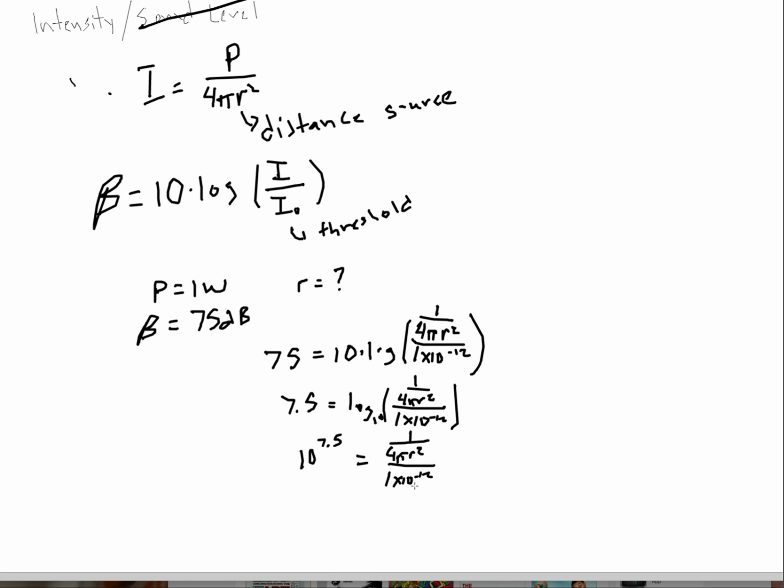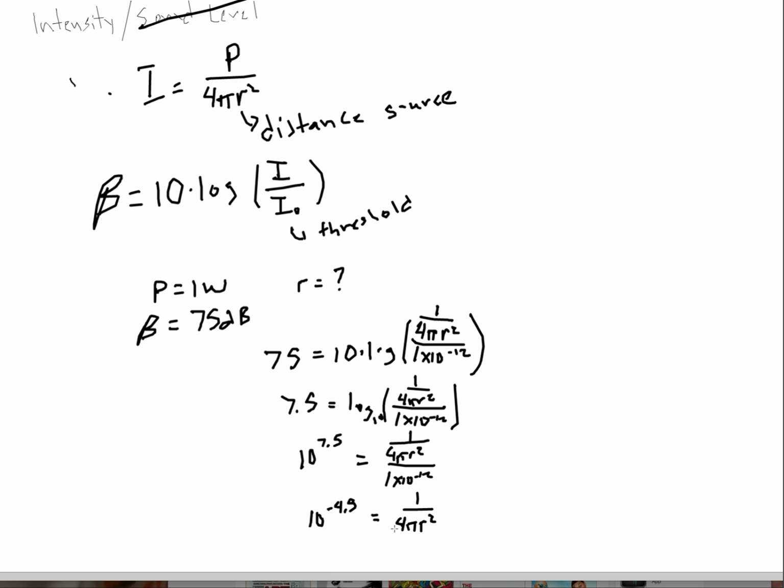Now, in your calculator, you can go 1 times 10 to the 7.5 times 1 times 10 to the negative 12th, or you can remember that when multiplying exponents, you add the exponents, so you've got 7.5 minus 12. In a sense, you've got 7.5 plus negative 12, so that gives you 10 to the negative 4.5 power equals 1 over 4 pi r squared.